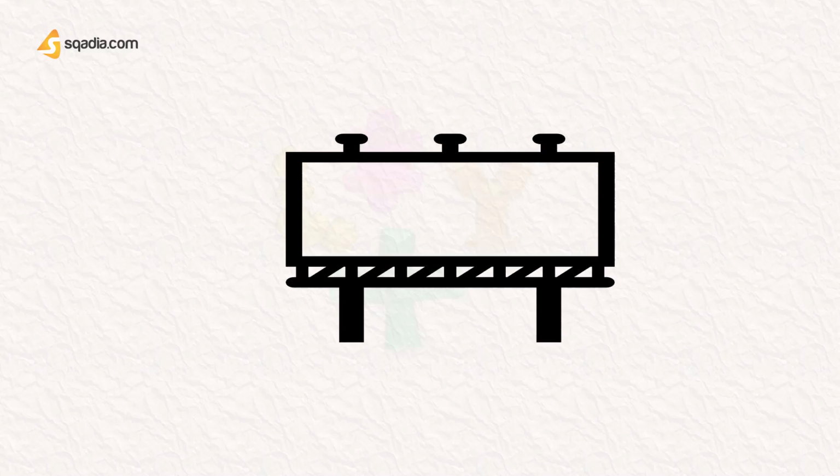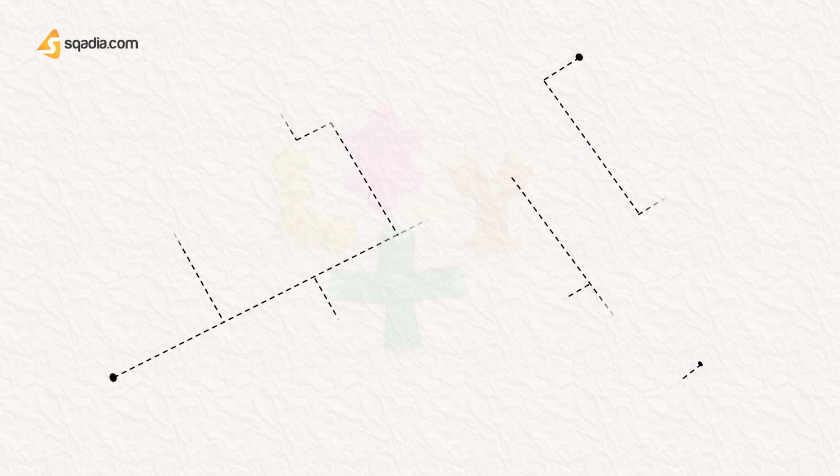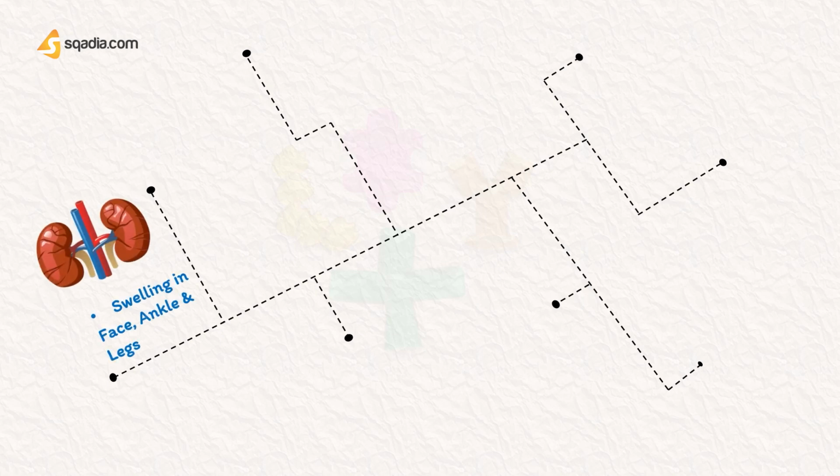In this video, you will be able to explore signs and symptoms, diagnosis, and treatment. Let's begin with the signs and symptoms of amyloidosis. Kidney damage results in swelling in the face, ankle, and legs.